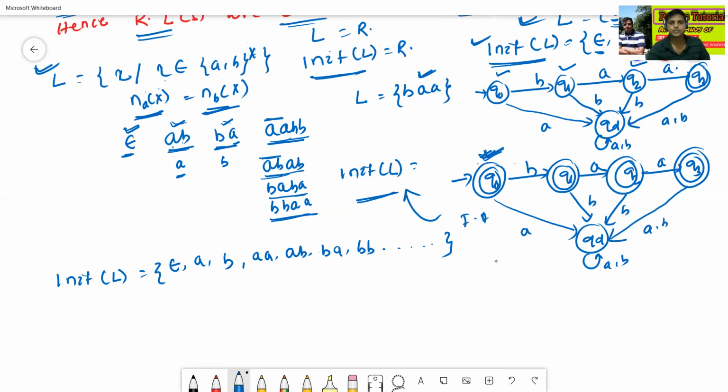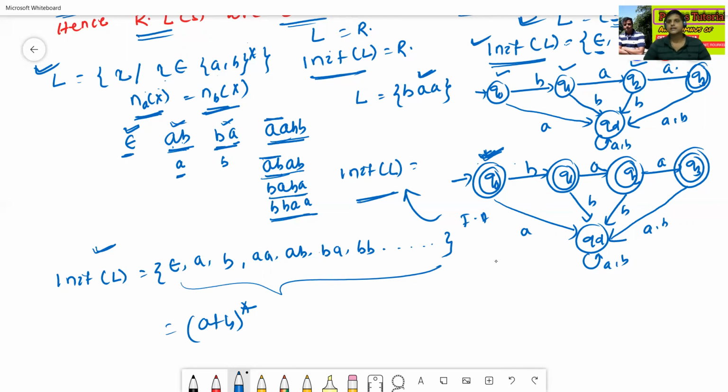So the init of the language contains all combinations of A and B. So this is nothing but A plus B whole star.